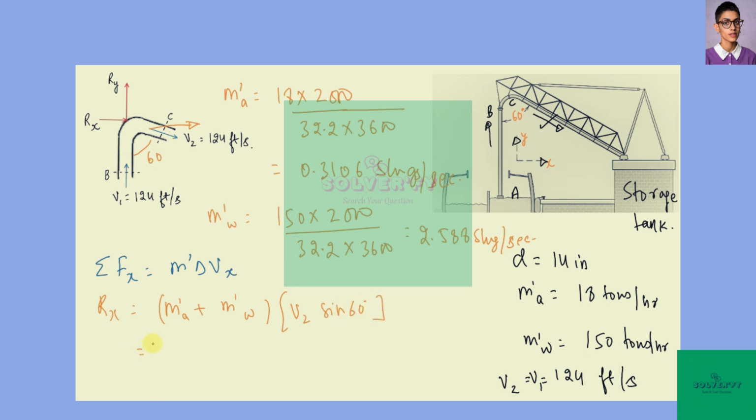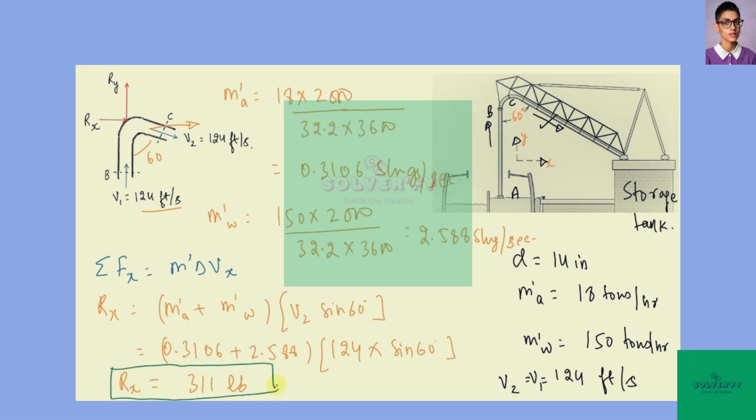Now we can put the values. So m dot a we have 0.3106 plus this is 2.588, times V2 sine 60. So V2 we have 124 feet per second times sine 60, and this value comes out to be nearly 311 pounds. So this is the answer for the horizontal force.